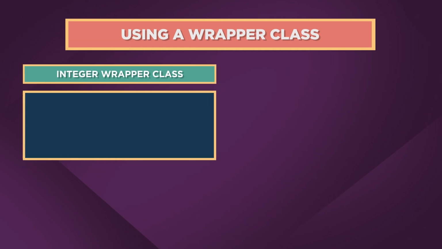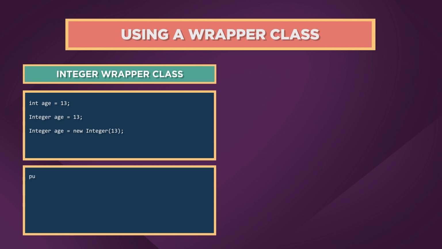So, how do we use these to create objects? First, let's make a variable of type int. We have two ways to use a wrapper class to make this variable. One way is to declare a variable of the wrapper class type Integer. The other way is to use the new keyword and the Integer constructor, which takes an int value as a parameter.